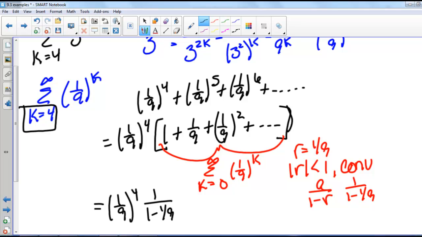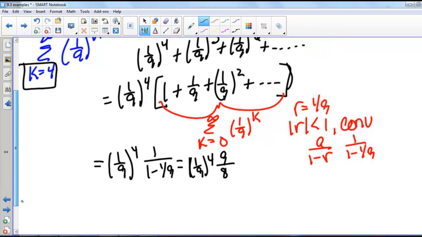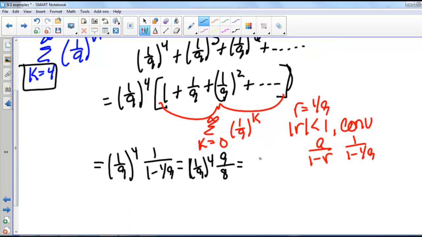which we can rewrite as 1/9 to the 4th times 9/8, which can be rewritten as 1 over 8 times 9 cubed, which is 1 over 5,832. Now there's another way that we can go about finding the sum of this series.